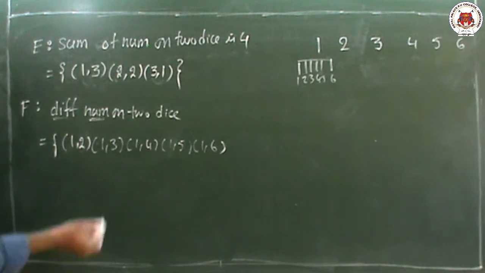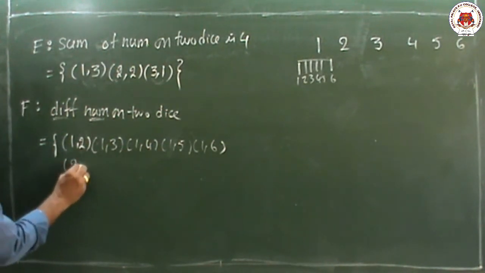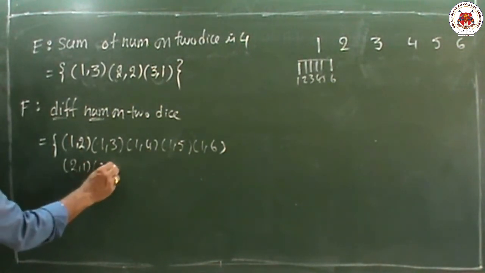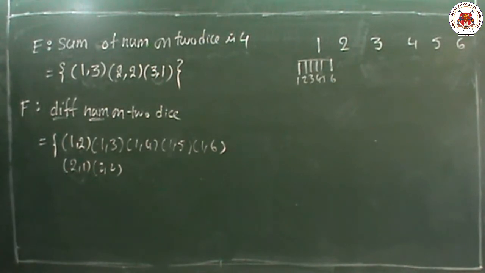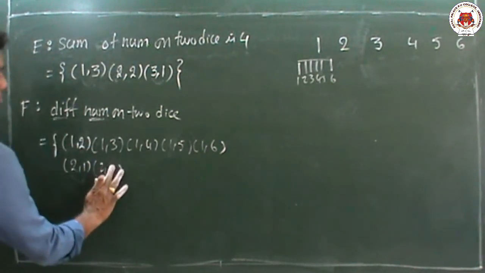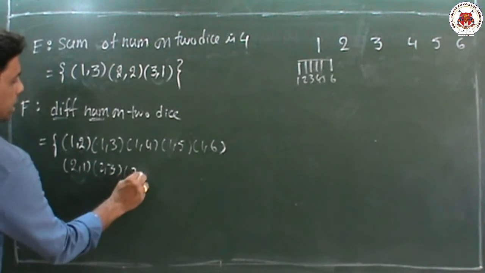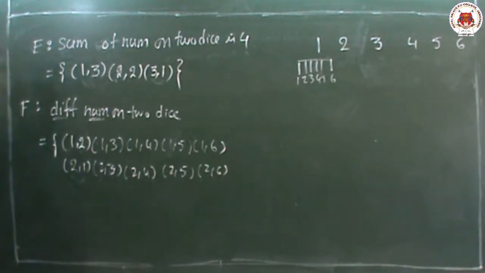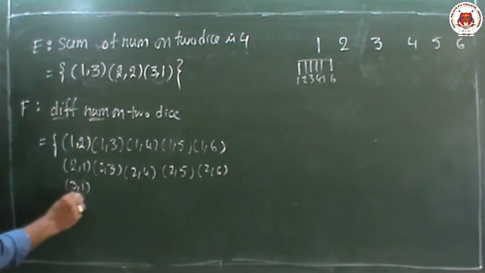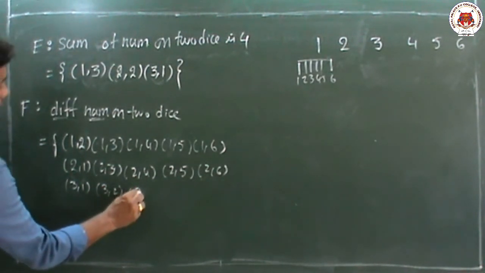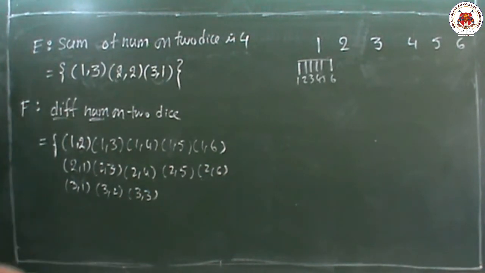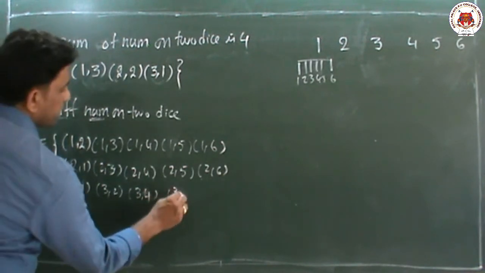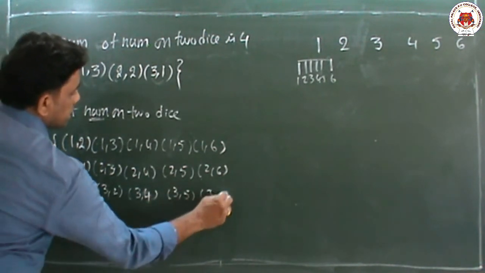On the first die 1, on the second die 2, 3, 4, 5, 6, anything is no problem. In the same manner, we can write with 2 also. 2 comma 1, both are different, first die 2, second die 1. 2 comma 2 we can't write because the numbers on both dice are the same. He said different numbers. That means 2 comma 3, 2 comma 4, 2 comma 5, next 2 comma 6. In the same manner, 3 also: 3 comma 1, 3 comma 2. But we can't write 3 comma 3 because both will be the same. Then 3 comma 4, 3 comma 5, next 3 comma 6.